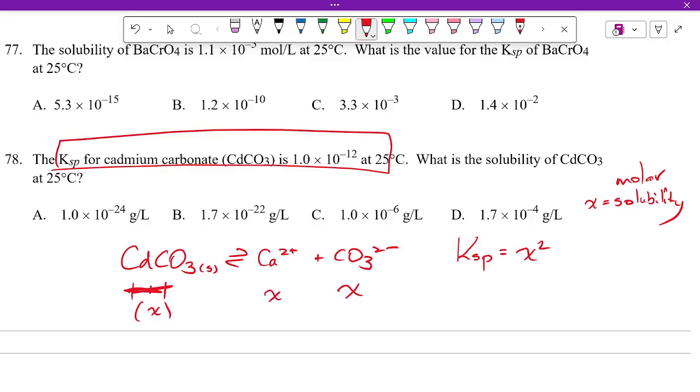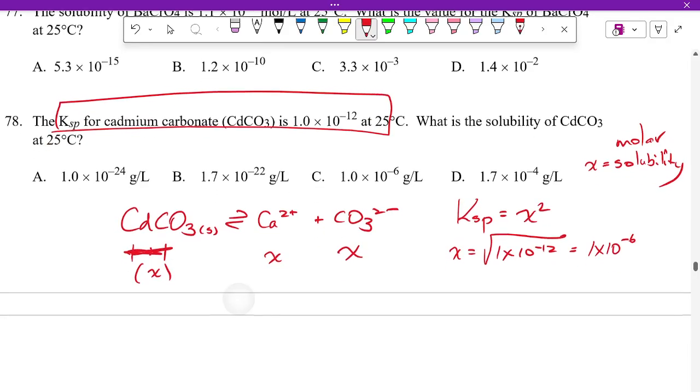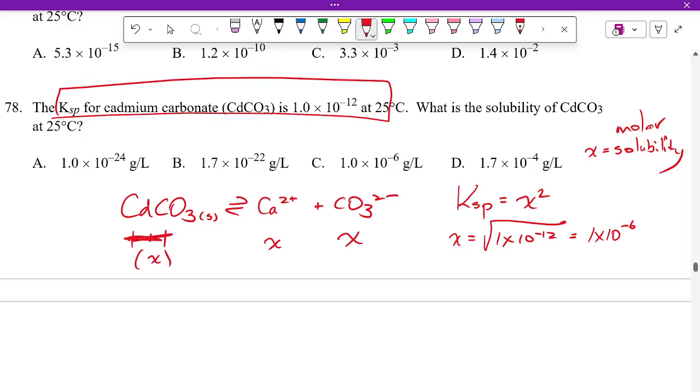But what we're going to do is we're just going to say X is equal to the square root of 1 times 10 to the negative 12, which is 1 times 10 to the negative 6? Does it work that way? I think it does. Yes, it does. Okay. I should know that. 1 times 10 to the negative 6, and that is in moles per liter.